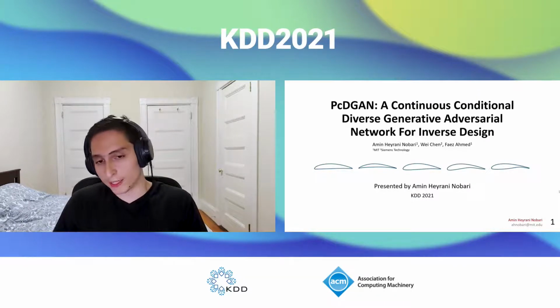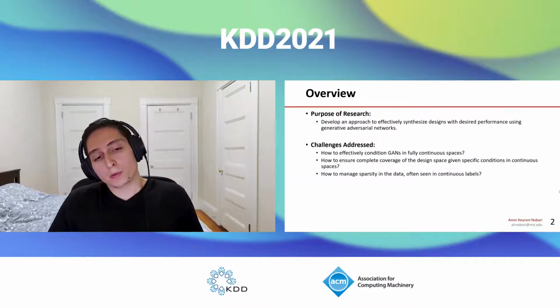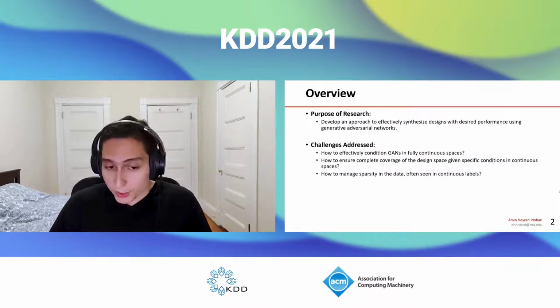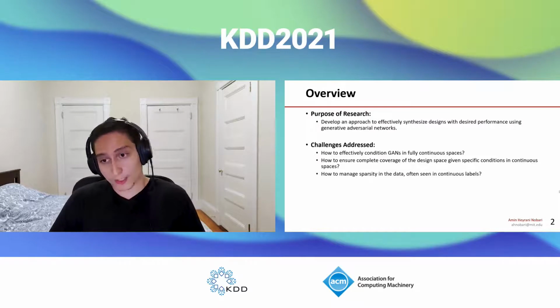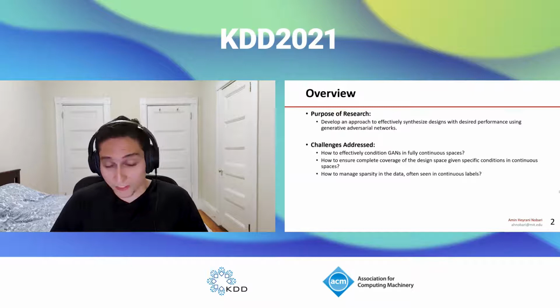I'm a graduate student at the Massachusetts Institute of Technology, and today I will be talking about PcDGAN, a continuous conditional diverse generative adversarial network for inverse design. The primary purpose of our work is to develop an approach for inverse design using generative adversarial networks, such that designers are able to use these tools effectively in design generation.